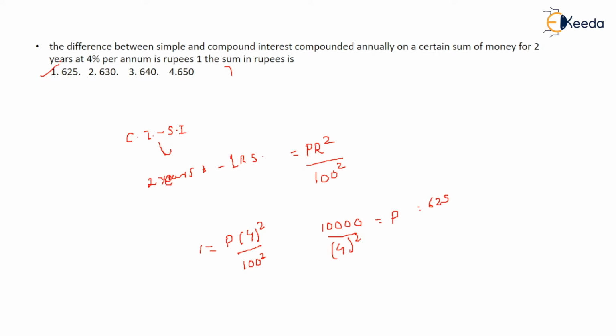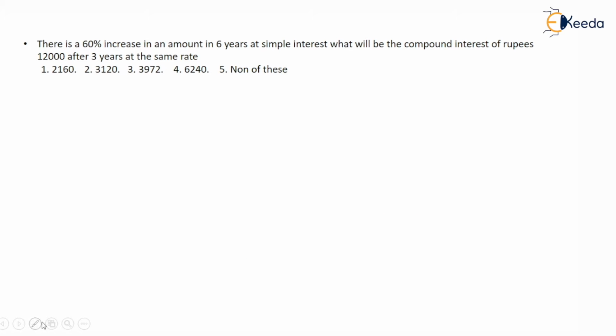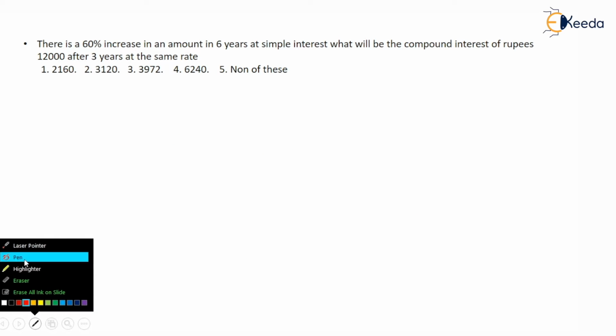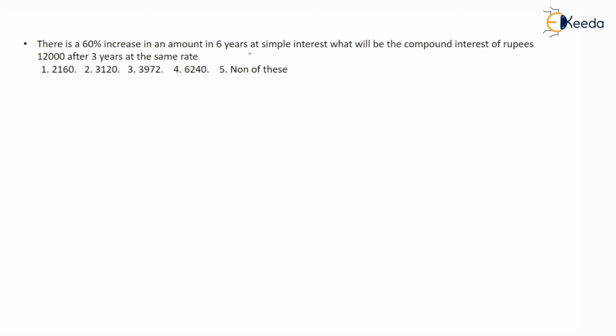Okay, let's move towards the next question. Okay, here is the next question. There is a 60% increase in an amount in 6 years at simple interest. What will be the compound interest on rupees 12,000 after 3 years at the same rate? This type of question I can expect in your examination. What is given to you? That there is a 60% increase in amount.